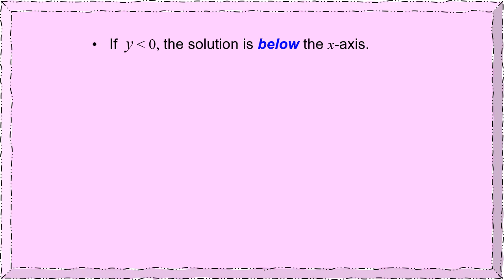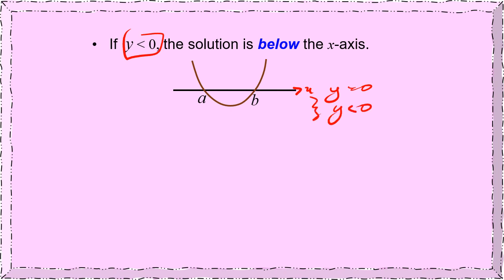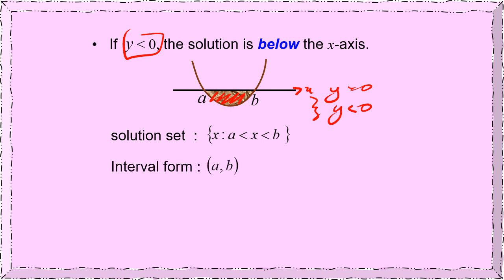If y is less than 0, then the solution is below the x-axis. So the x-axis is here. This is where y equals 0. When y is less than 0, here will be the area where y is less than 0. So the answer should be this area in between a and b. How to write down the answer in interval form? The solution set is x such that x is in between a and b. And interval form means an open bracket of a up to b.